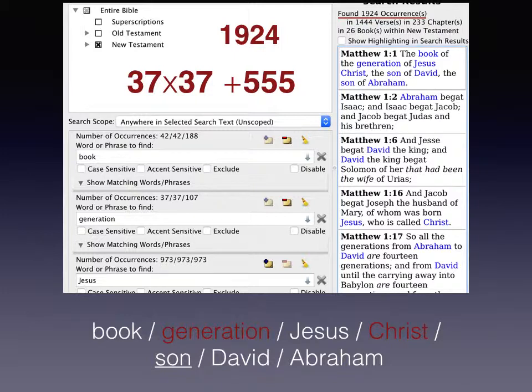Book, generation, Jesus, Christ, Son, David, Abraham. Now, Son is underlined, that just means it's case sensitive. Okay? And 1,924, which is 37 squared plus 555. I highlighted generation and Christ in red because they are multiples of 37. So if we were to take the word generation out of the picture, we still have a multiple of 37. If we take Christ out of the search, we're still going to have a multiple of 37. So what that tells us is the words book, Jesus, Son, David, Abraham also add up to a multiple of 37.